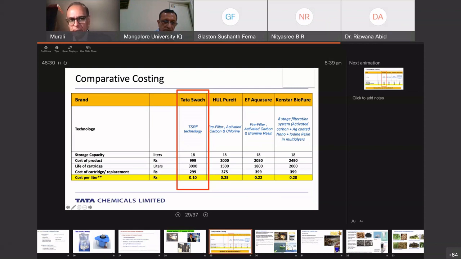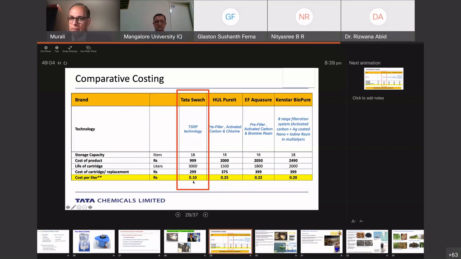So we did an analysis. We looked at the cost of the product, the lifetime of the product, the cost for replacing the cartridge every 6 months, for example, and we calculated what we call the amortized cost, right? We calculate how the cost works out over a period of, say, about 10 years, and we were able to beat this 10 paise per liter cost. And we were better than anything else in the market. HUL Purit, we had AquaSure, Kenstar, all of them gave water purification cost that was significantly higher than us, 2 times to 3 times our cost. So this is what the affordability approach actually meant.